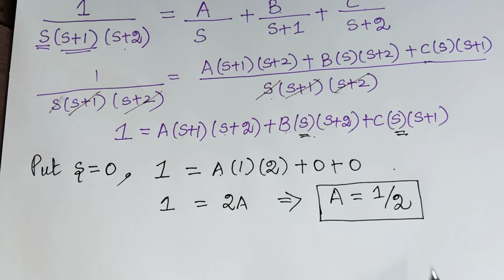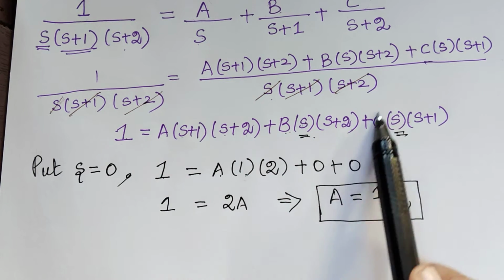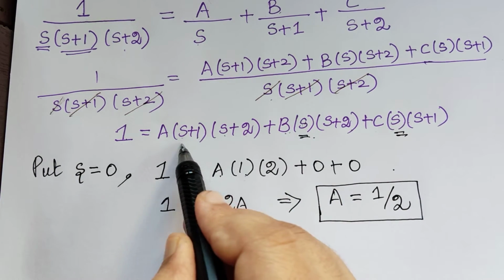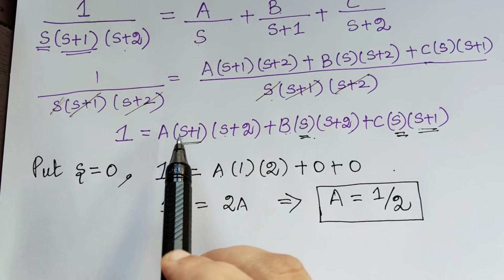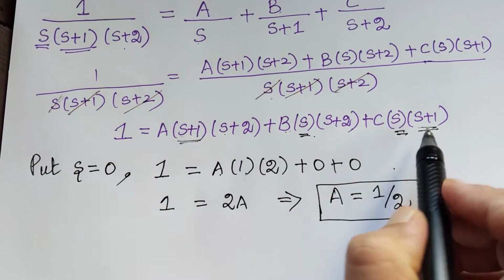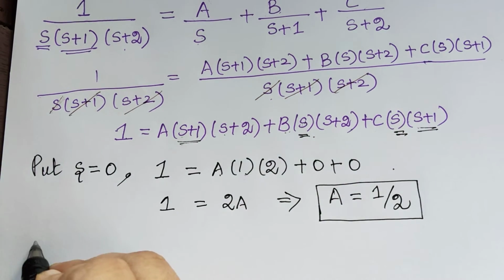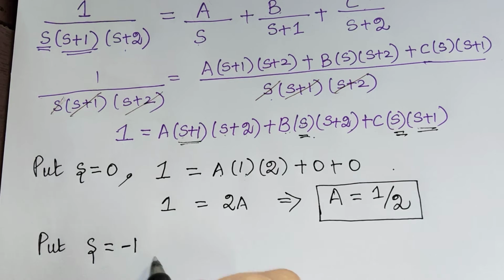Now next we have to find the value of B, for which we have to make the other two terms 0. So the term which is common to A and C is S plus 1. So if we put S equal to minus 1, this term becomes 0 and also this becomes 0. So the next step is we have to put S equal to minus 1.